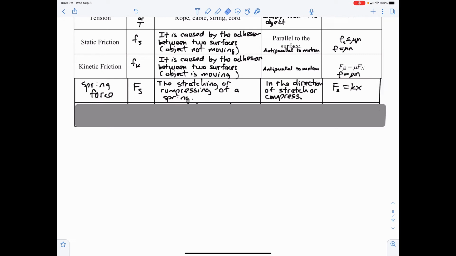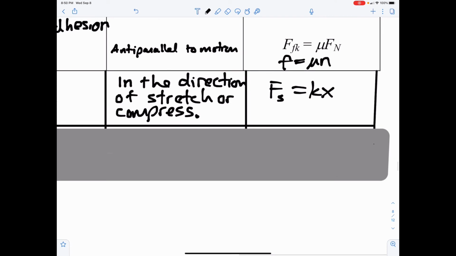The next one is a spring force, which is labeled as F sub S, and it involves the stretching or compressing of a spring. So the force to stretch or compress a spring is called a spring force, and the direction is always going to be in the direction of the stretch or compress. So if we pull a spring farther apart, the spring force is in the direction of the pull. If we compress a spring, it's in the direction of the compress. And the equation we use for that is F sub S, the spring force, is equal to K times X, where K, we will learn a little bit later on down the road, is called the spring constant.